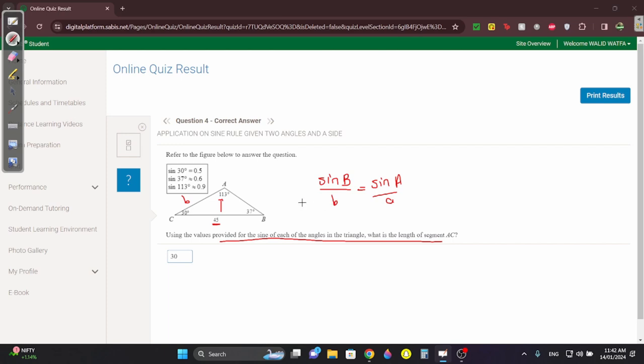So you're going to get sine B, meaning sine 37, which is given here, 0.6, over B, which is what we're trying to find here, equals sine A, so sine 113, which is given over here, 0.9, over A. Side A is the side opposite to angle A, which is given, 45. Cross multiply and B is 30.